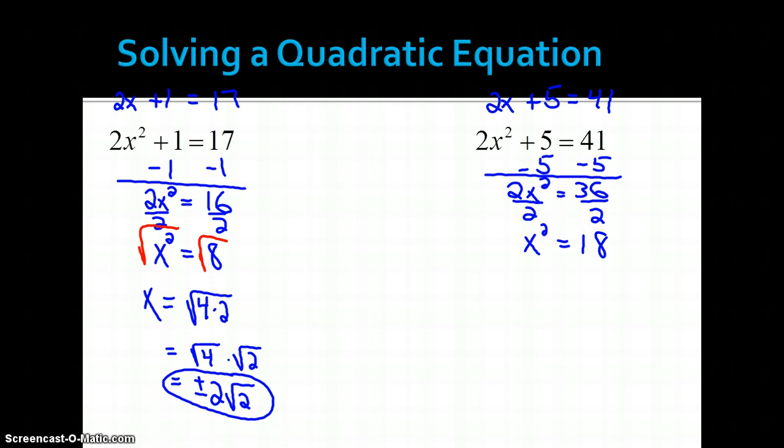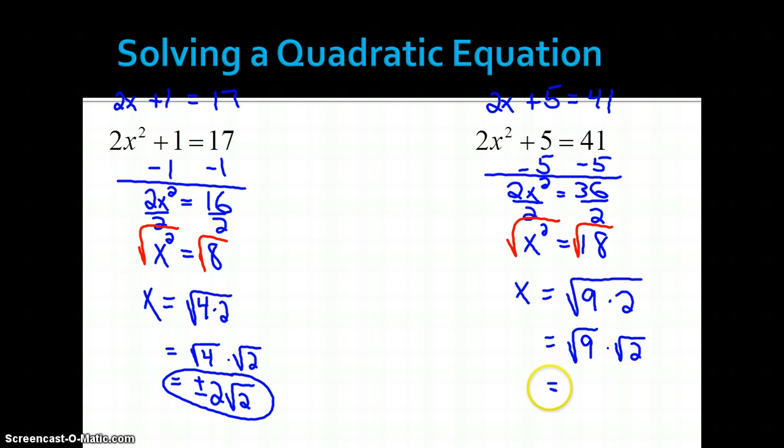Now we take the square root of both sides, so the inverse of squaring something. The x in this case is taking the square root. So we get x is equal to the square root. The greatest perfect square factor of 18 is 9. 9 times 2 is 18. So we would need to simplify this. We can rewrite it as the square root of 9 times the square root of 2. The square root of 9 is positive or negative 3. And we are left with the square root of 2.